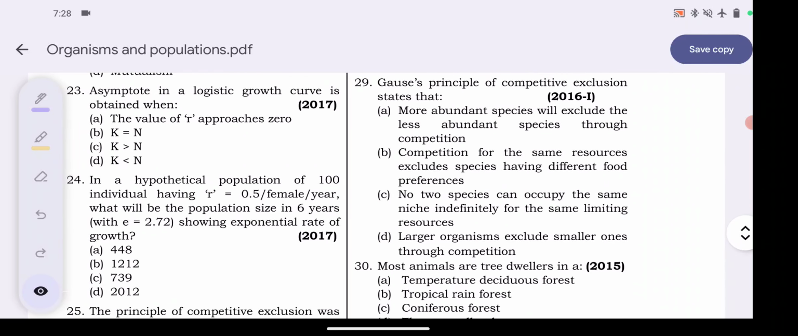23. Asymptote in a logistic growth curve is obtained when the value of r approaches 0, K equal to N, K greater than N, K smaller than N. So here the answer will be option number B, K equal to N. K meaning carrying capacity equal to number of individuals, then that logistic growth curve is called asymptote growth curve. So B option is the correct answer.